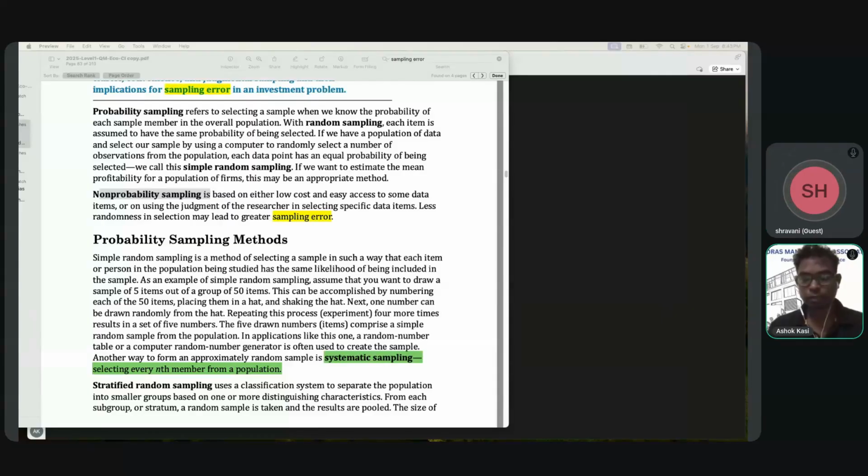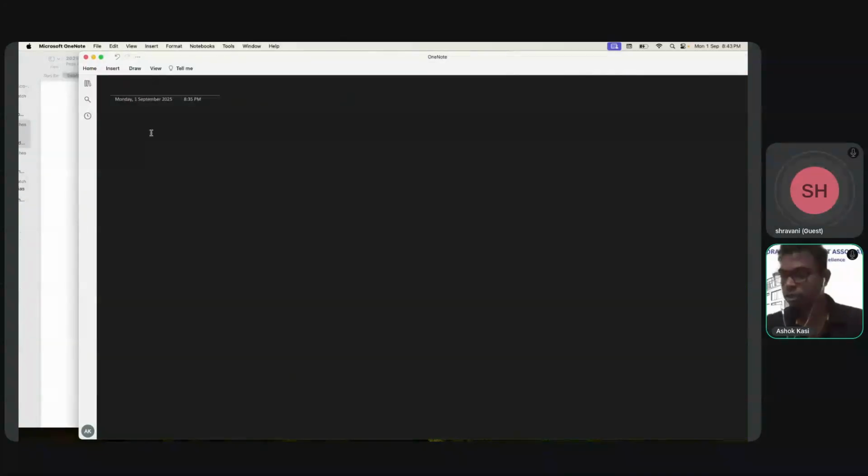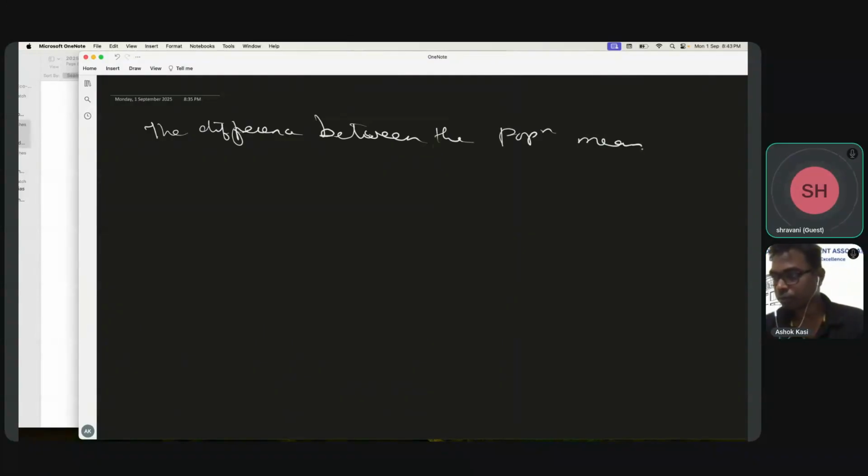So when you are taking samples, quite possible that your sample may not be perfect. Because your sample is not perfect, the error, or the difference, between the population mean and the sample mean is called the sampling error.